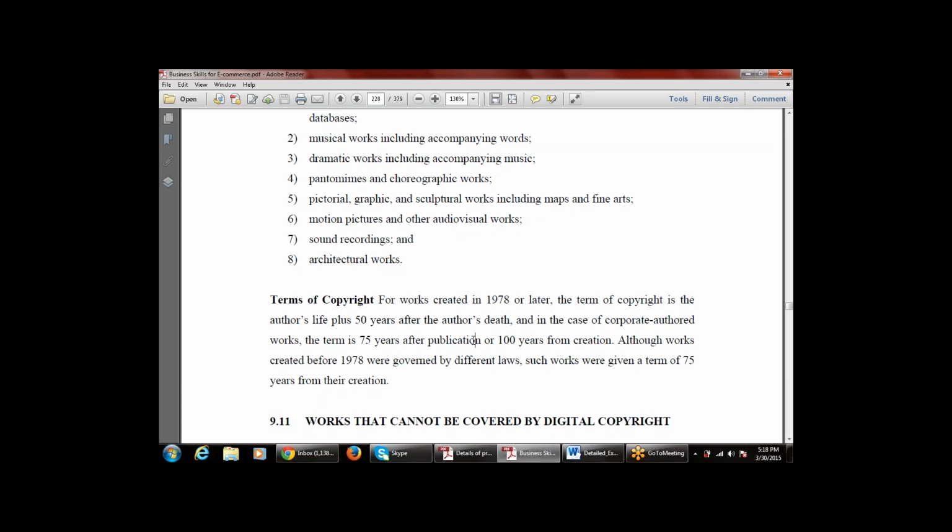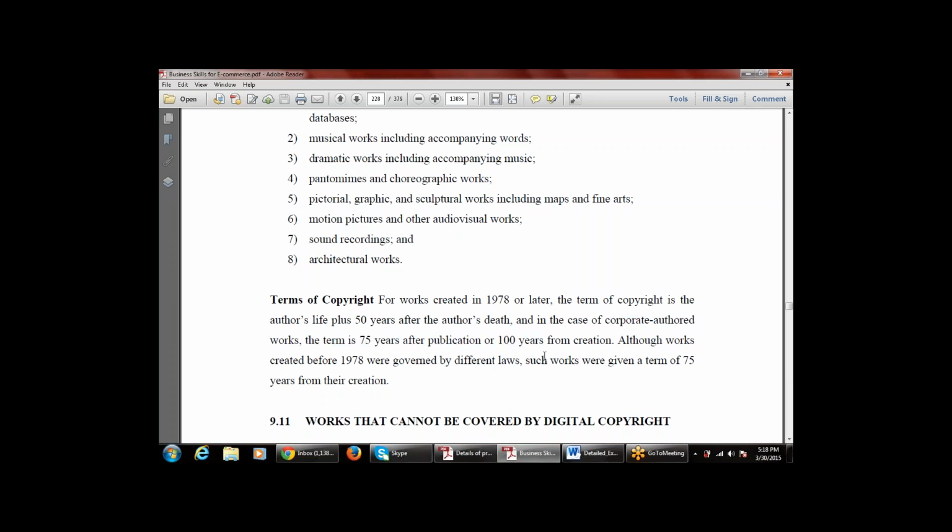That is for works created in 1978 or later. Whatever work is created in 1978 or after, the term of copyright is the author's life, that is the whole author's life plus 50 years after the author's death. And in the case of corporate-authored work, the term is 75 years after publication.